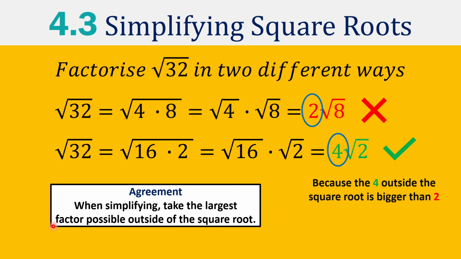When simplifying, we want to take the largest factor possible outside of the square roots. Here 4 is bigger than 2. So this is the way that I want to factorize. You can also say I want to be left with as low a number as I can inside of my square roots.